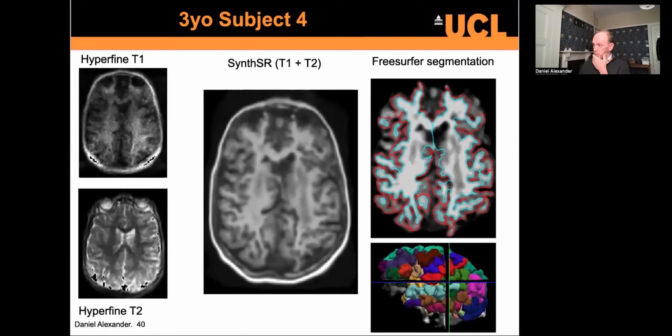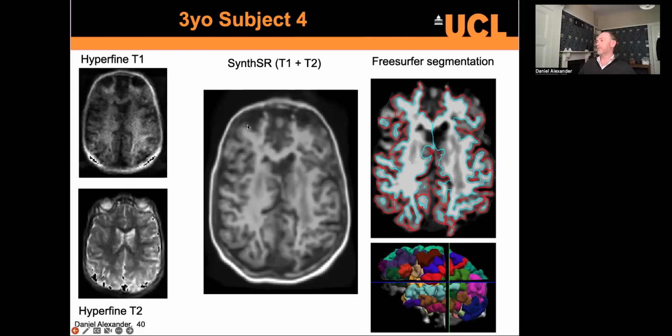It doesn't always work. Here is a case where the image is a bit grungier and the enhancement fails and then the segmentation fails. But as I say, it's early days in this project, and we're still using models that were trained on adults.